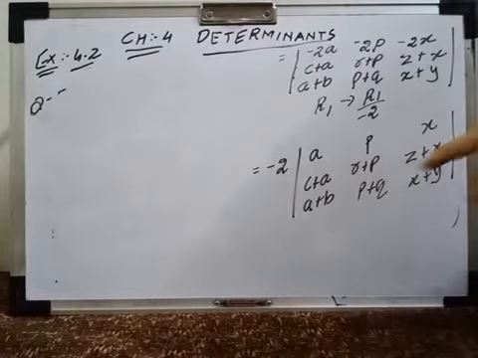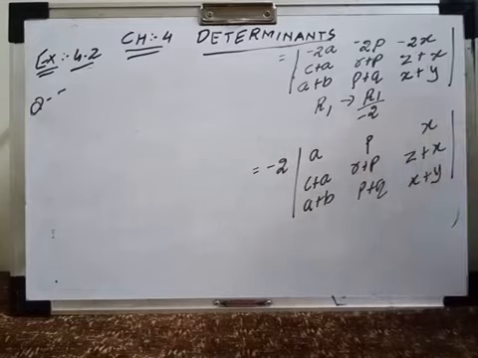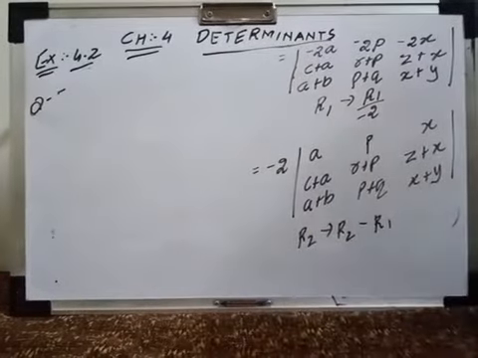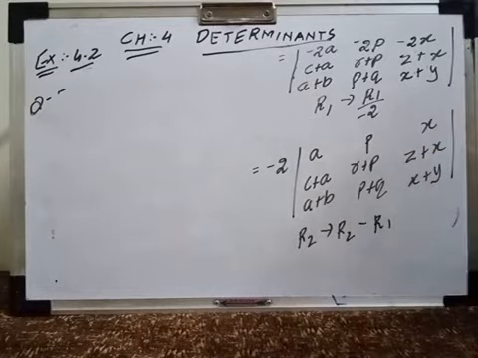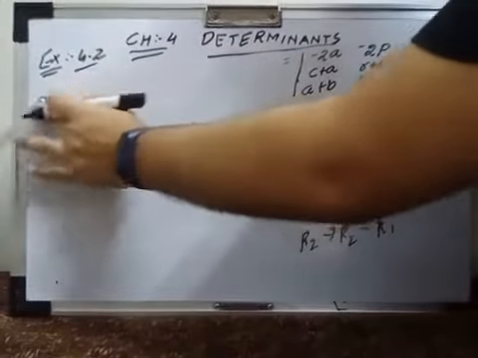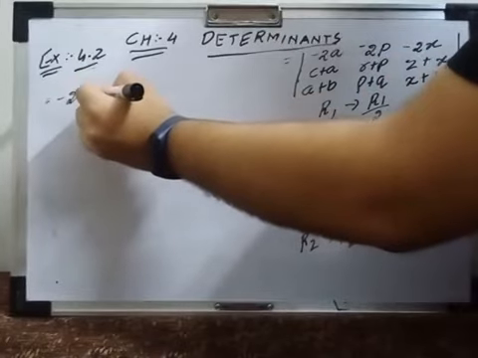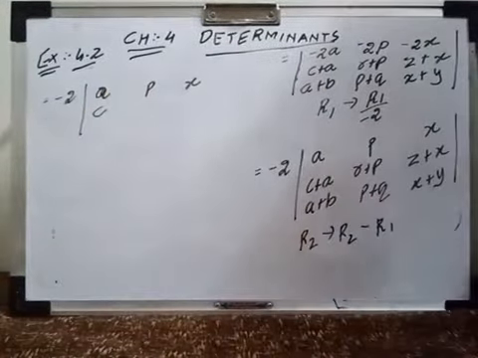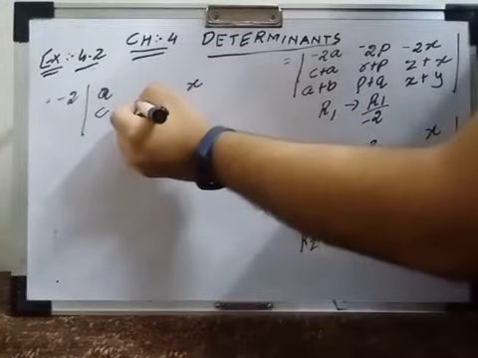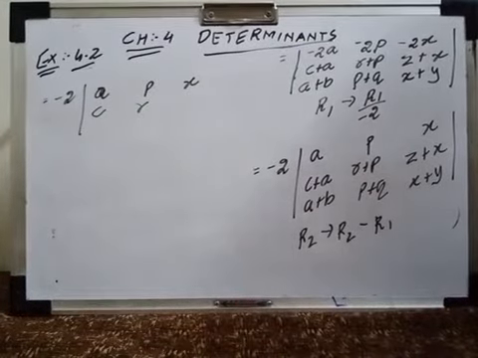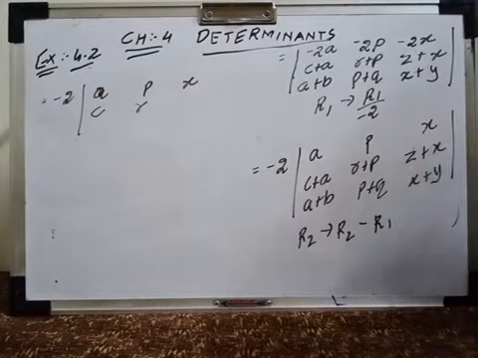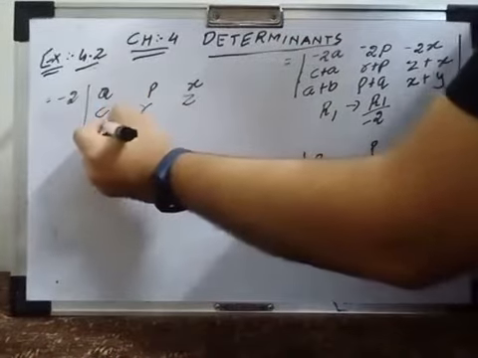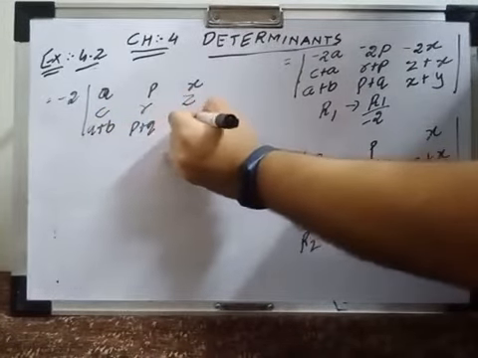Now if you can observe, here is A, here also A, here P, here X, and they are of the same sign. So if I pass this rule, R2 gives R2 minus R1, then this A will get cancelled, this P will get cancelled, and this X will get cancelled. So minus 2 into A, P, X. C plus A minus A, just C is left. R plus P minus P, P minus P got cancelled, and we are left with R. Z plus X minus X, X minus X got cancelled, and we are left with just Z. Third row will be as it is.